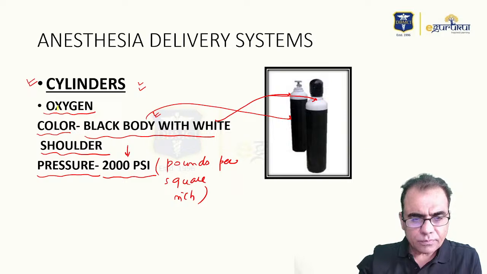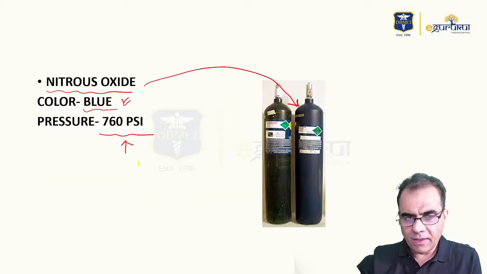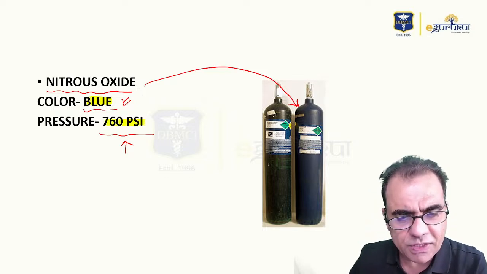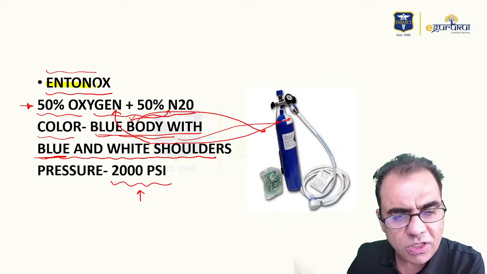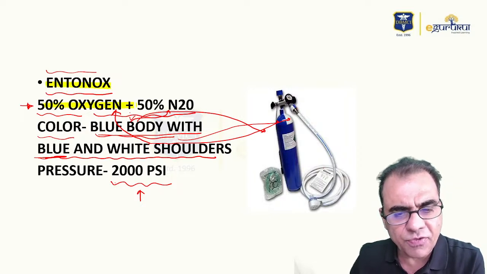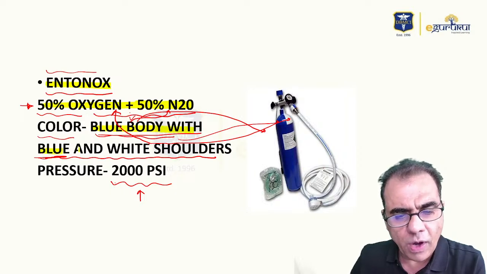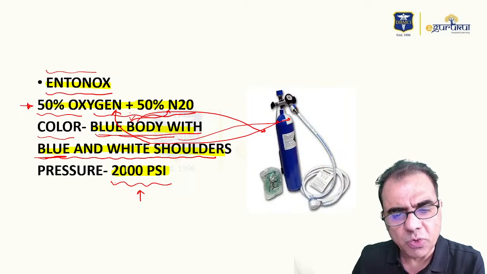Oxygen is stored in black cylinders, with a black body with white shoulders, and the pressure is 2000 psi. Nitrous oxide is stored in blue color cylinders at a pressure of 760 pounds per square inch. And Entonox, containing 50% oxygen and 50% nitrous oxide, has a blue body with blue and white shoulders, and the pressure is 2000 pounds per square inch.